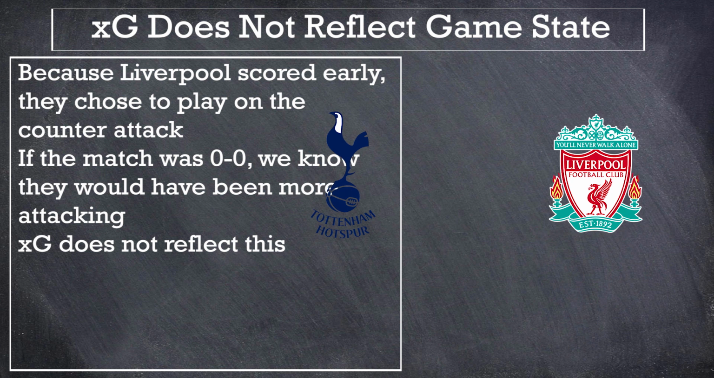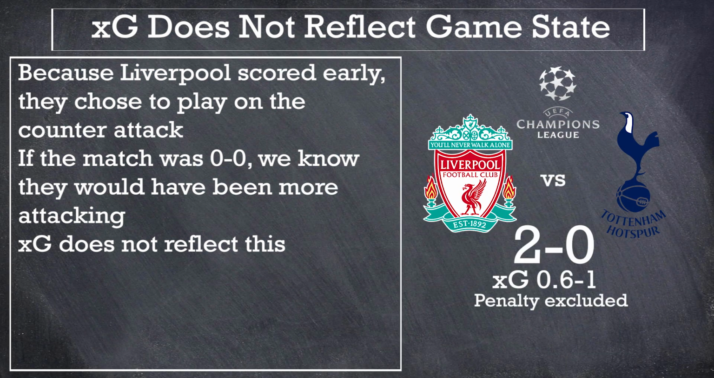A good example of this is the recent Champions League final. As Liverpool scored early, they were happy to be defensive and hit on the break, meaning that Spurs had the higher XG through a high volume of shots. But in reality, had the game been 0-0, Liverpool would have chosen to attack a lot more.